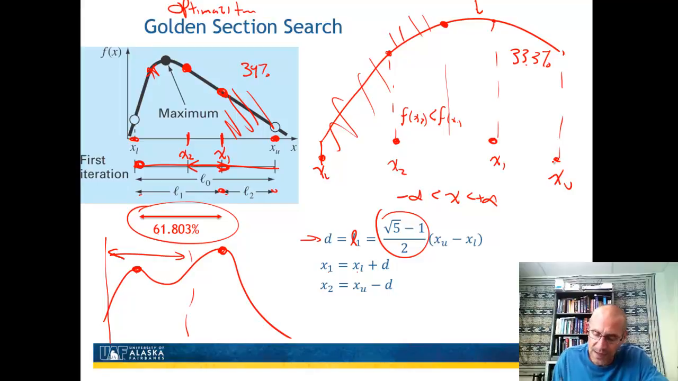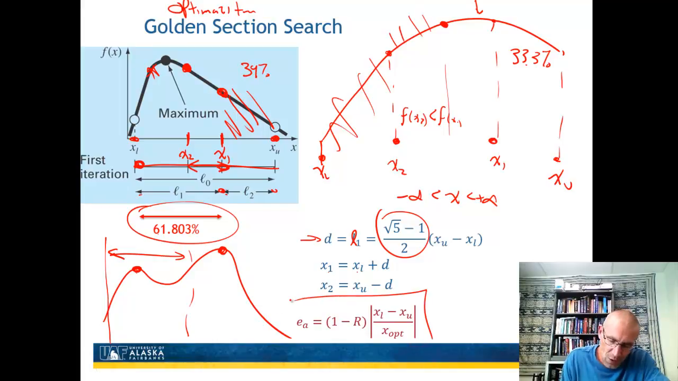One last thing let me mention is how to determine what the error is in the golden section search. Here's an equation from the textbook, where this 1 minus r value, this r is the 61.8%, and then it's times the difference between x lower and x upper over x opt. Let me explain what that is.